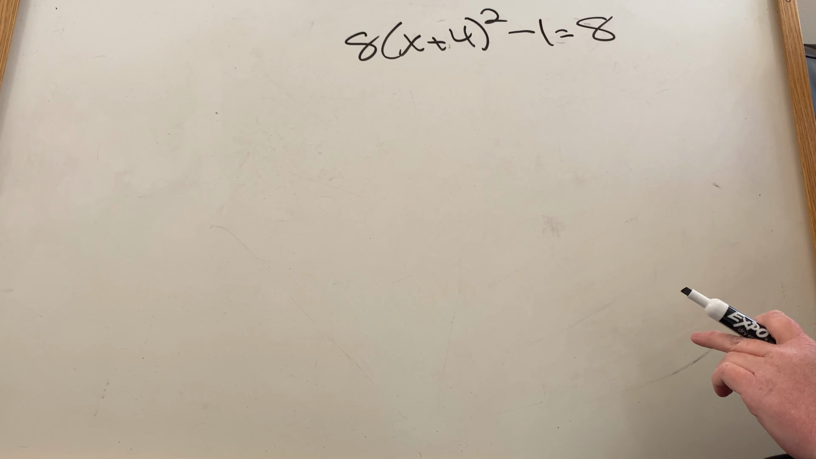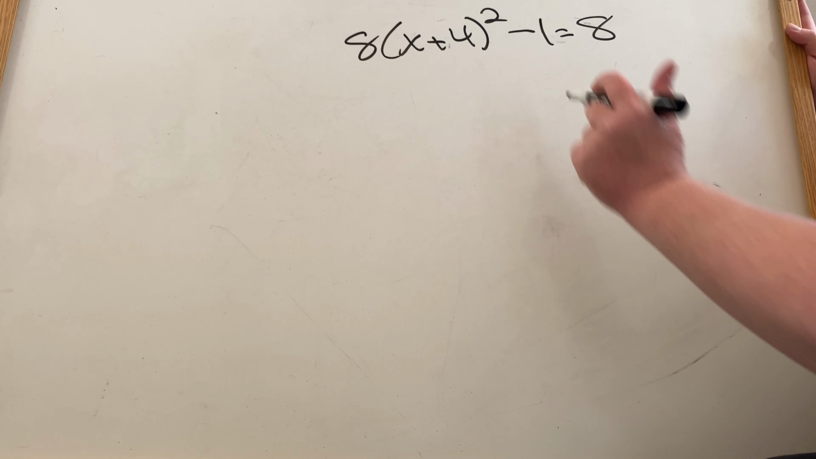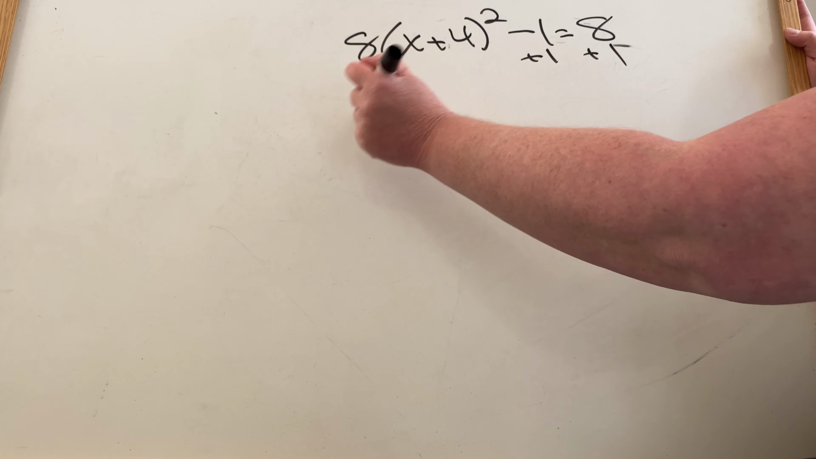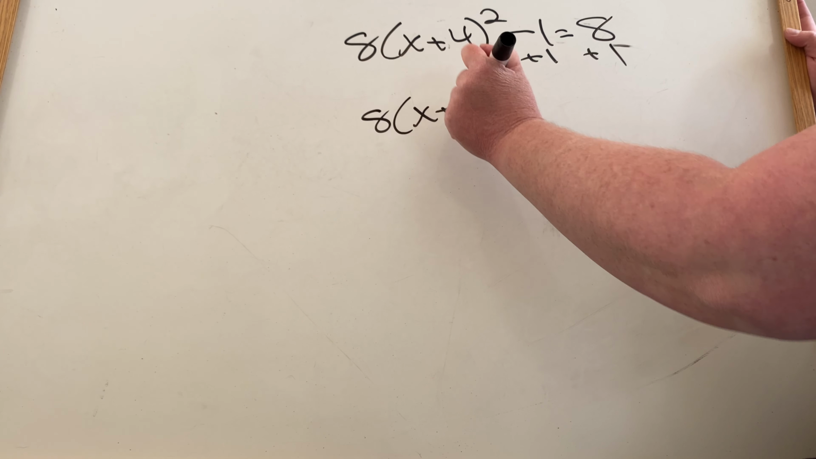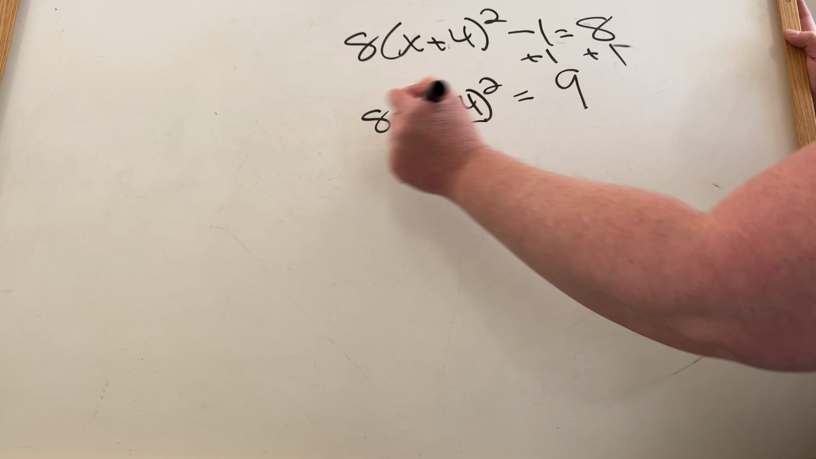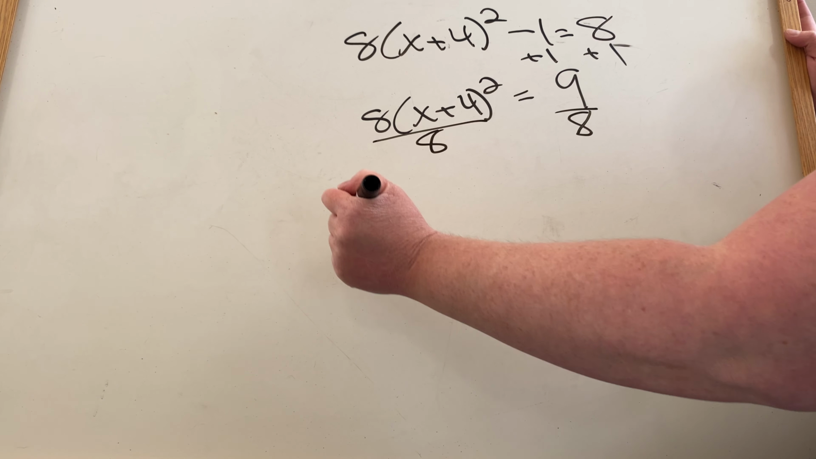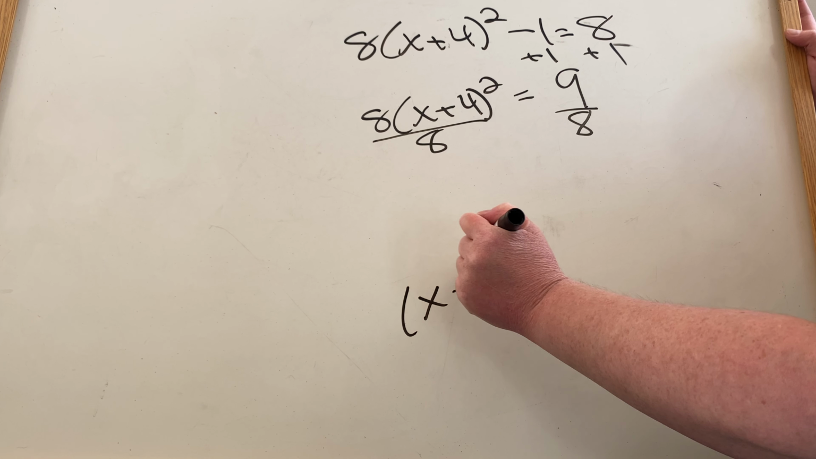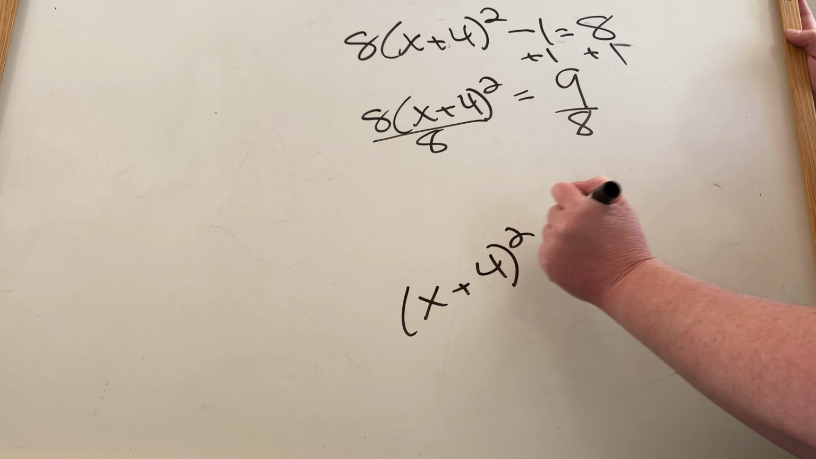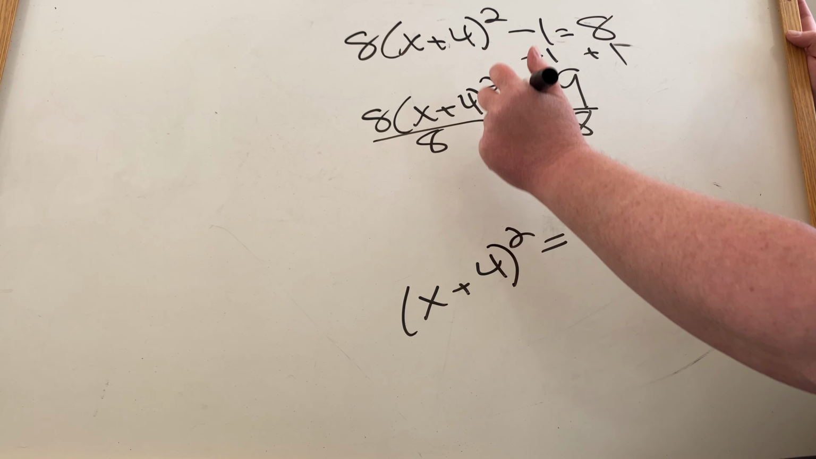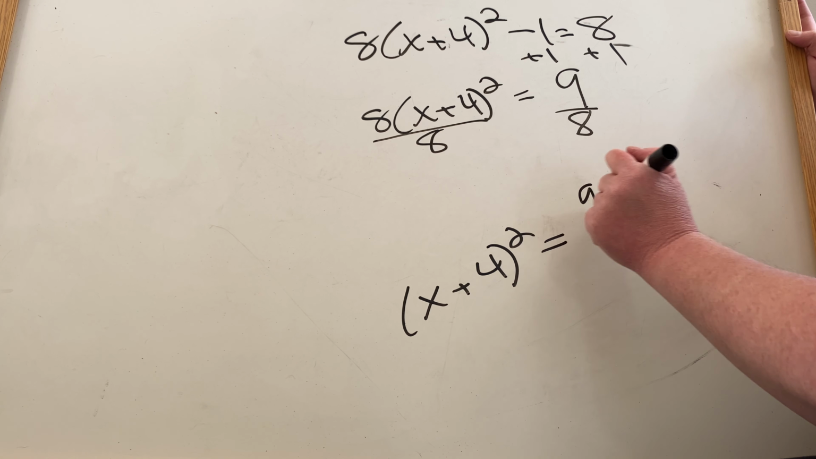Okay, so same thing, you need to get the squared part by itself. So we're going to add over the 1. 8 and 1 is going to be 9. Divide by 8. I want to give myself enough room to simplify the square root. That's why I'm all the way down here. Oh, yeah, okay. So then you end up with 9 over 8.